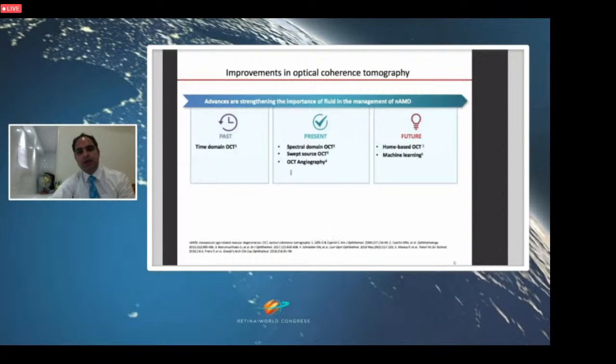And OCT has also advanced, and as of now, most of us use spectral domain or swept source OCT. Over time, there is buzz on home OCT, and there are a few good papers recently published on machine learning and AI. Probably once we have the AI functioning well, we might have a better idea of volumetric analysis, which might give better answers than having measurements on the OCT scans.